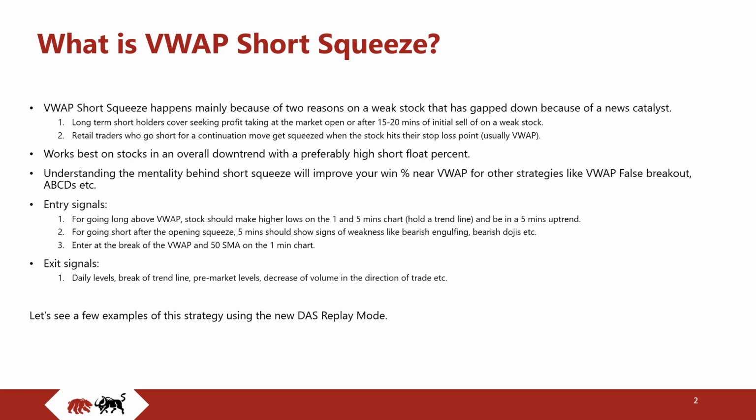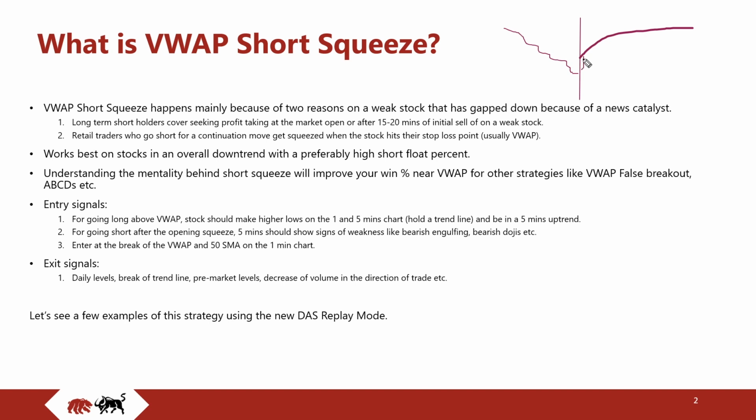The first case is going long above VWAP. After the initial sell-off, the stock should make higher lows on the 1 and the 5 minute charts, hold a trend line, and be in a 5 minute uptrend. What I mean by this is that, for example, this is the 9:30 a.m. line, and say this is the VWAP. So what happens is that the stock opens weak. The stock was weak at 9:30 a.m. The stock pops up to the VWAP.